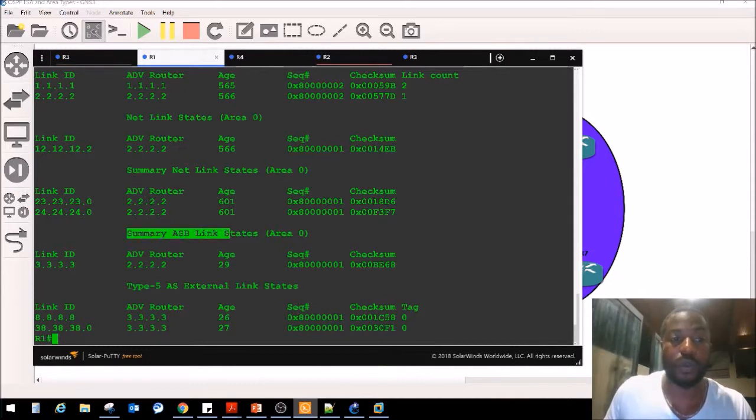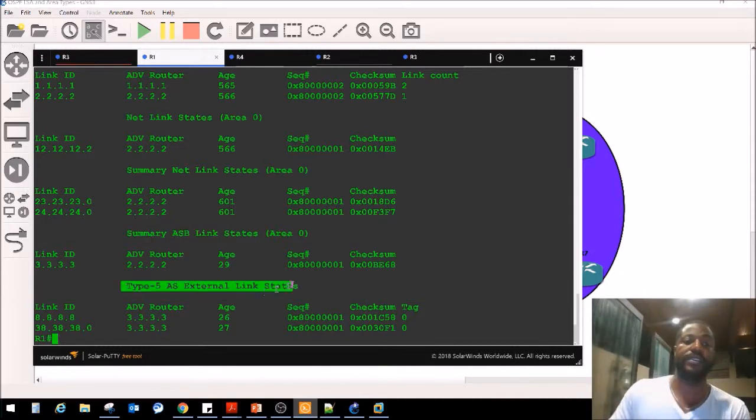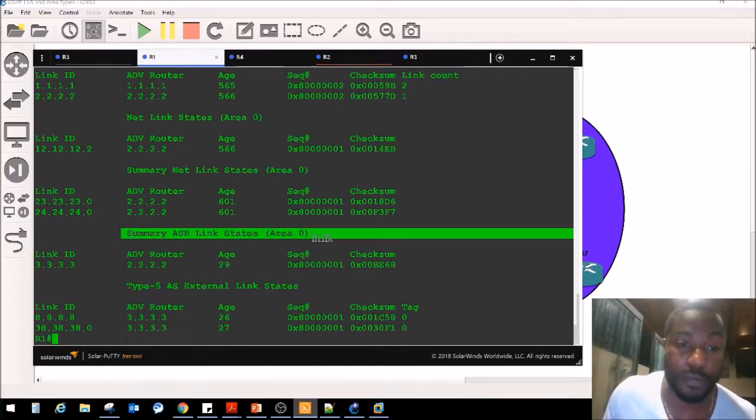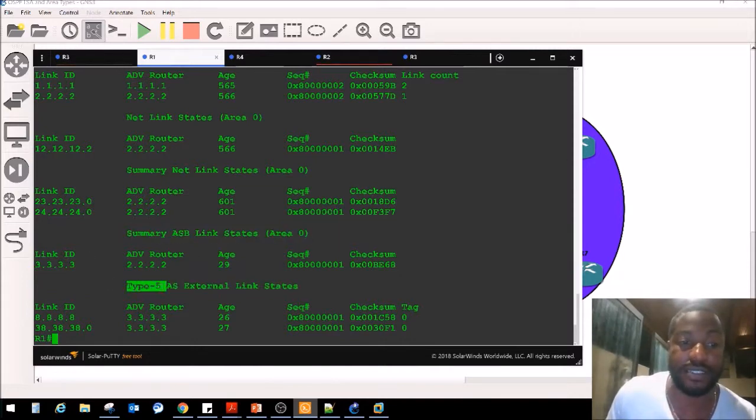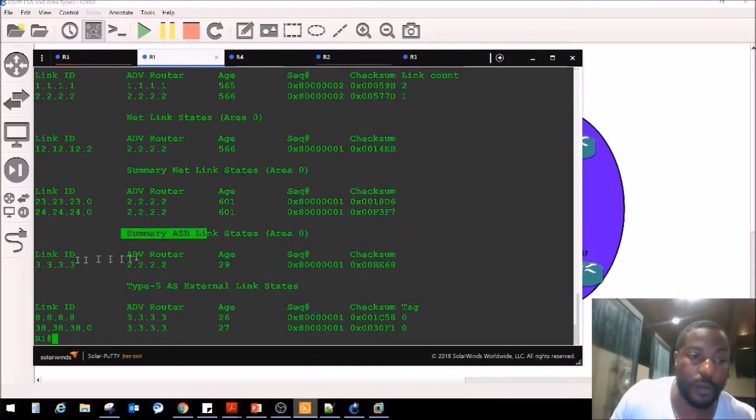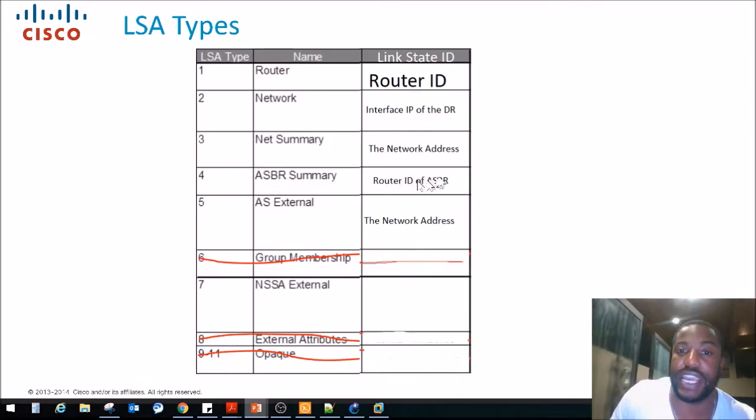Summary ASB. We also generated a type 5, actually. So here's our type 4 LSA. This is our type 5. I wish they all said what they were, like this says type 5 right here. I don't know why they did that. Maybe for exam purposes. Who knows? We said the link state IDs for summary ASBs are the router ID of the ASBR, and for the type 5s, it's the network address.